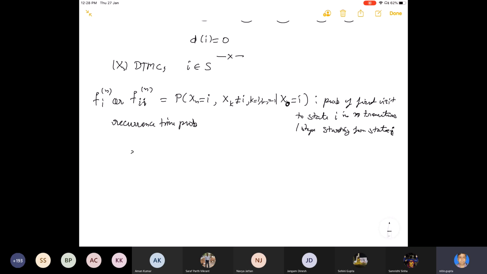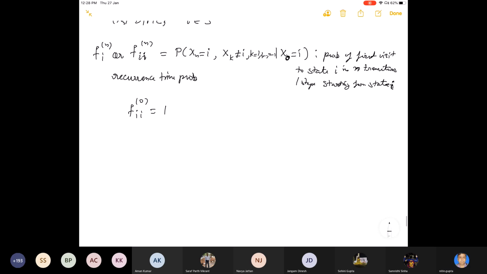Fii(0) is 1. And we define the probability of ever visiting state i, Fii or Fi, as Fi(1) plus Fi(2) plus Fi(3) plus so on. So what is this? This is the probability of ever visiting state i, because Fi is the probability of ever visiting state i.